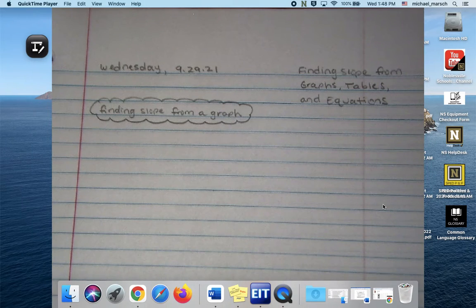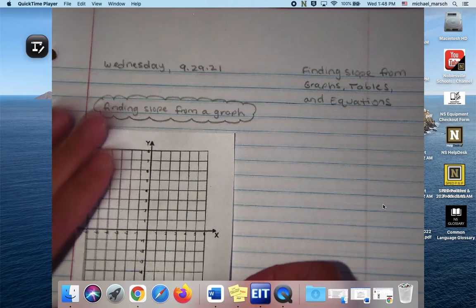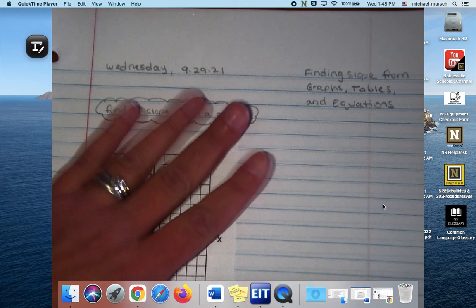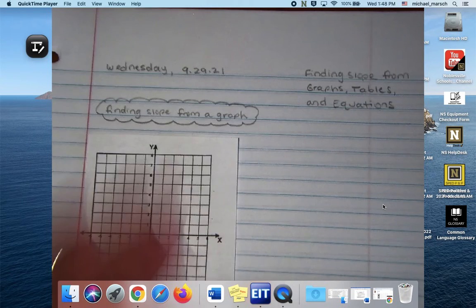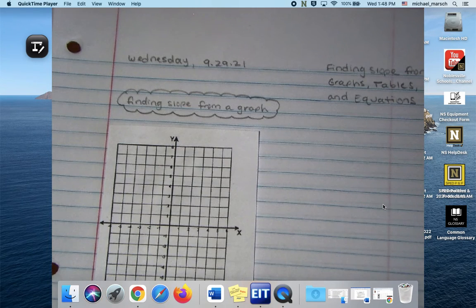So this is now where you get to glue in. I've had 20 years of practice. This is my 20th year teaching, so I've had 20 years of practice making bubbles. So we're going to glue in our first graph here. Remember, if you need glue, there's some in the back.